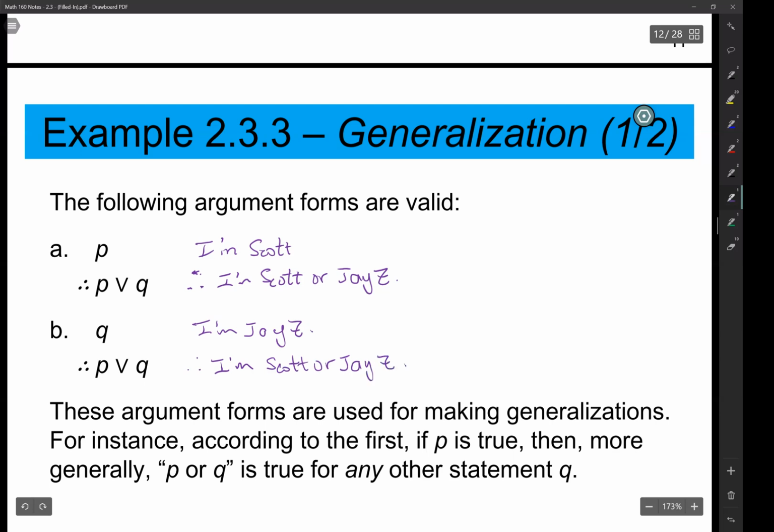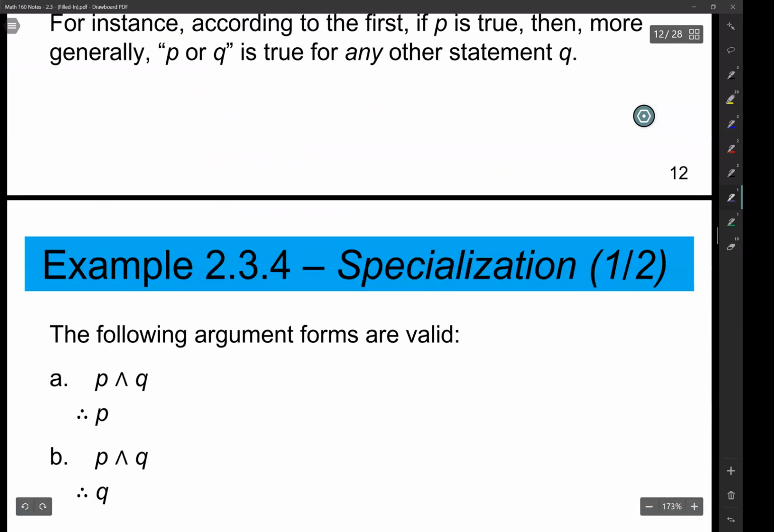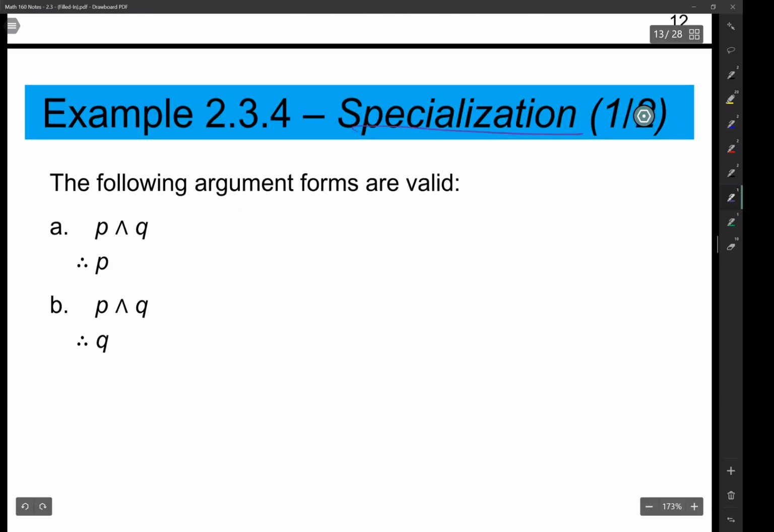So it's kind of like a duh thing, but it's just good to know that we can do that logically. Specializations is kind of the opposite of that. So it says I'm Scott and I'm right-handed. Then I'm allowed to conclude I'm Scott. Again, this is kind of obvious because in the first statement, I said I'm both things.